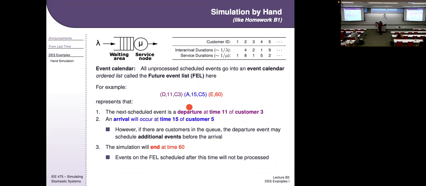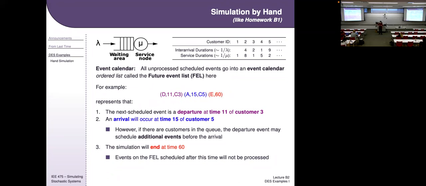So what this represents is the next scheduled event is a departure at time 11 of customer 3. Then after that, all that we know that will happen is there'll be an arrival at time 15 of customer 5, and then eventually the sim ends at time 60.